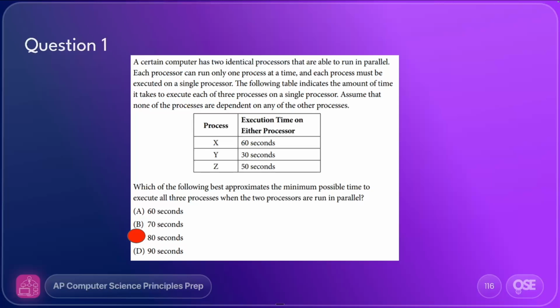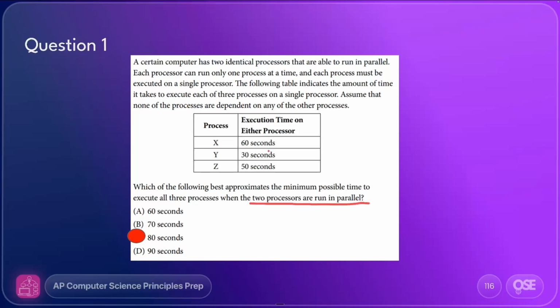The answer is 80. But how do we arrive at this answer? Two processes are run in parallel. So that means we have at least two processors. So now what's the minimum possible time? Well, we gotta get the minimum possible maximum.